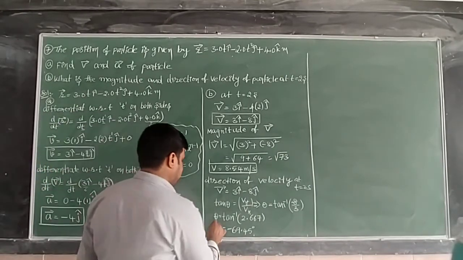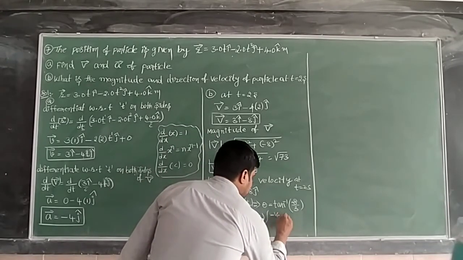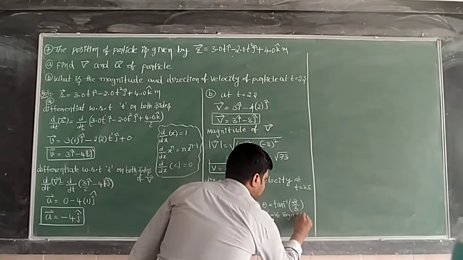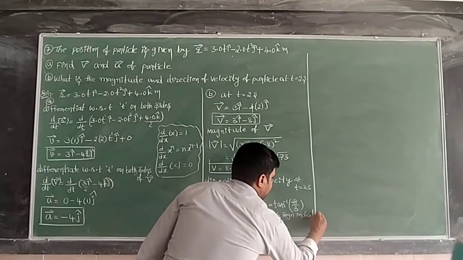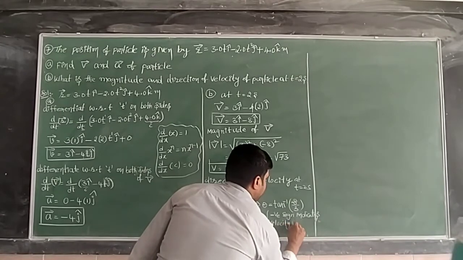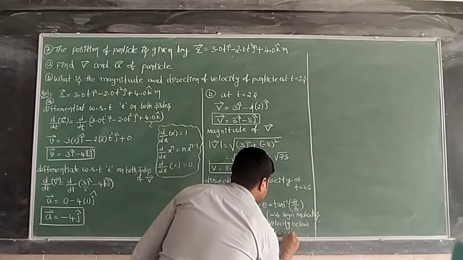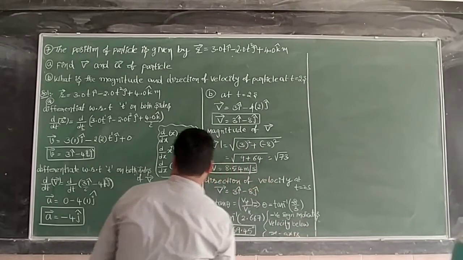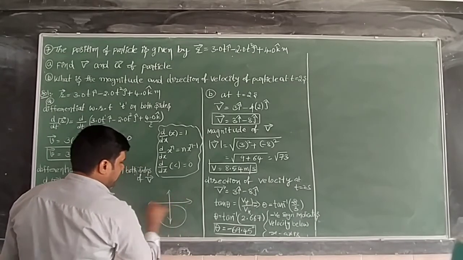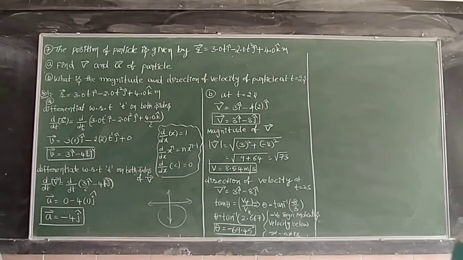So the negative sign tells us, I will write here, the negative sign indicates velocity below the x-axis. Like this, with the x-axis and y-axis, the velocity can be available below the x-axis. Yes, very very important.